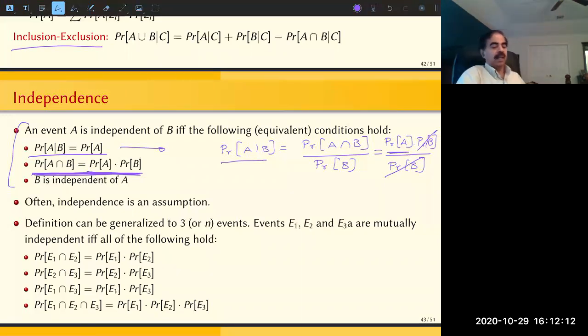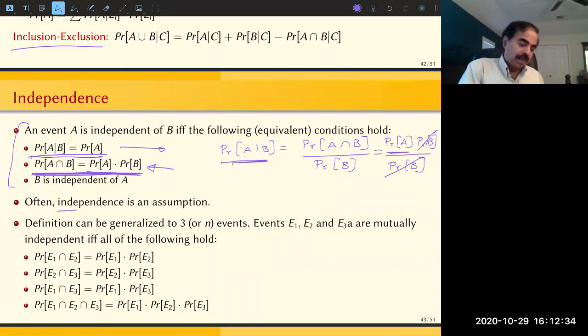So if the events are independent, then from the definition of conditional probability, we can derive that the conditional probability is no different from the unconditional probability of the event A itself.